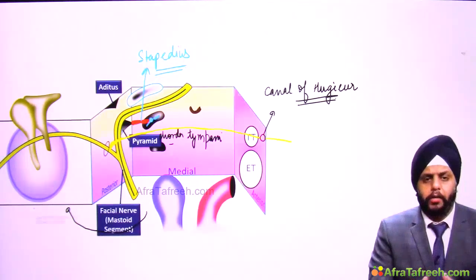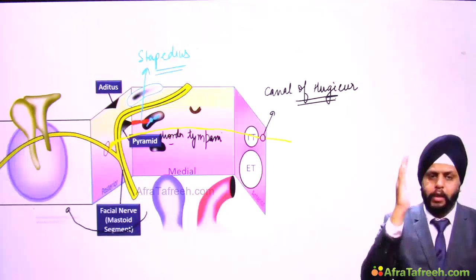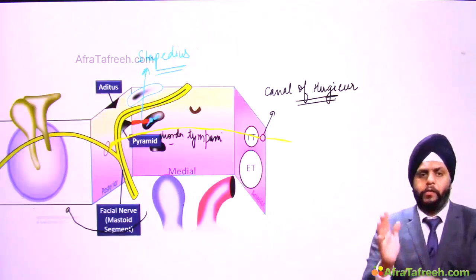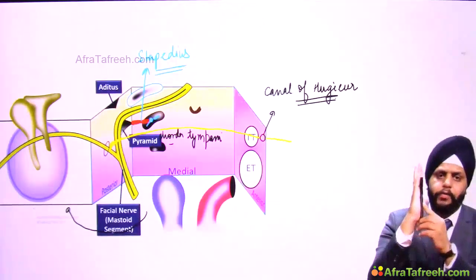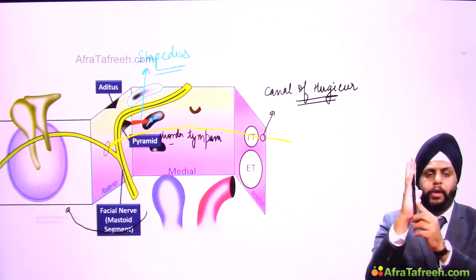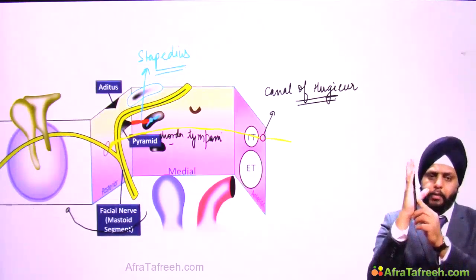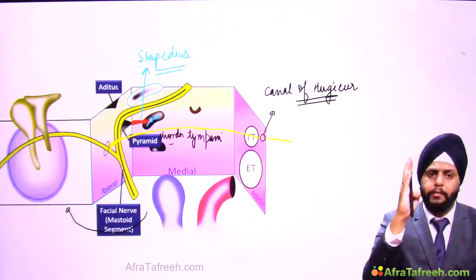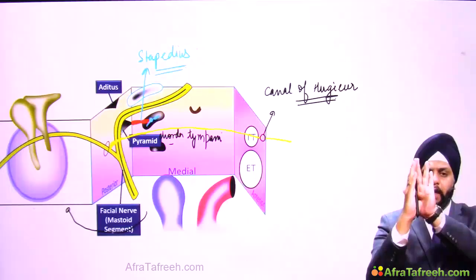Now let me show it on my hand. Let's say this is the posterior wall. So my hand over here, this is the posterior wall. On this posterior wall, I hold the pen. Let's say this pen is the facial nerve. Which segment? This is the mastoid segment or the vertical segment of facial nerve. Right? Okay. So we have the posterior wall. We have the vertical or the mastoid segment of facial nerve. Now this over here for you guys, this is the medial wall.